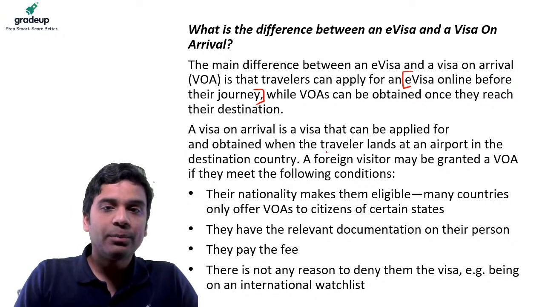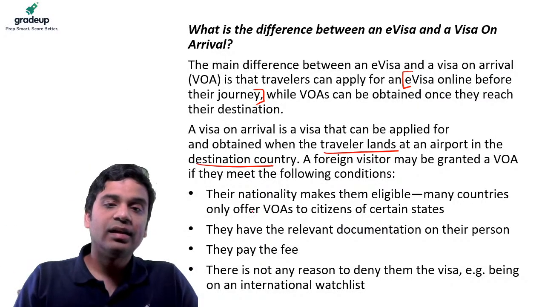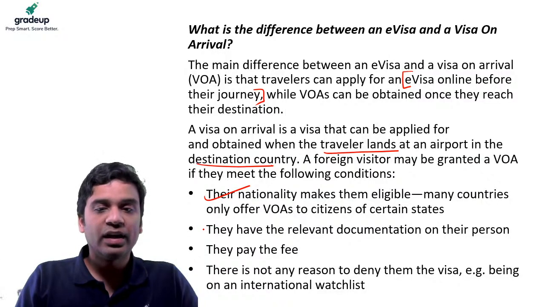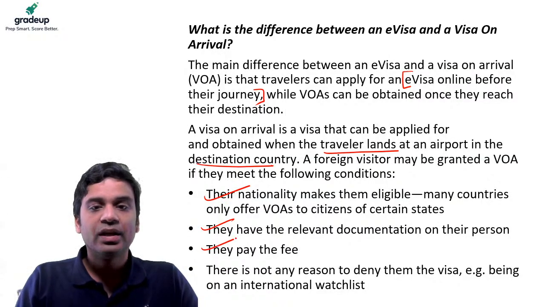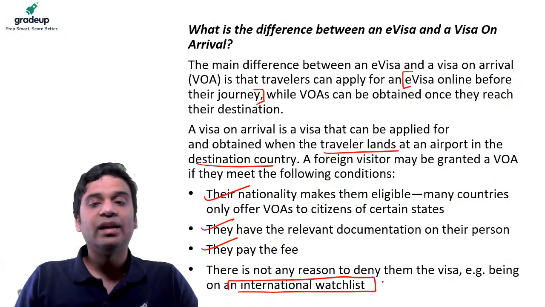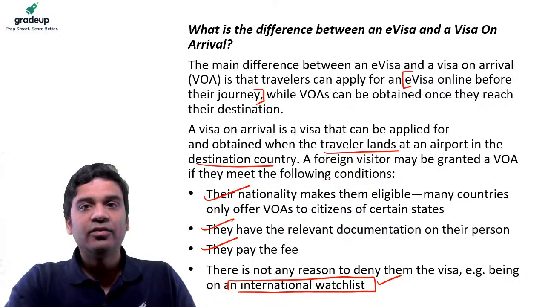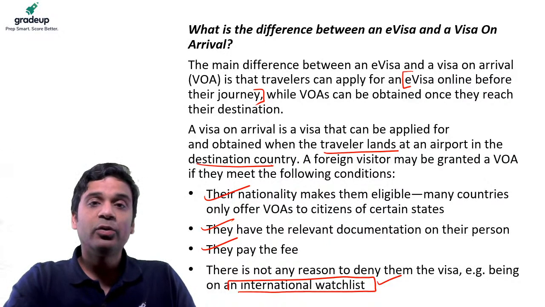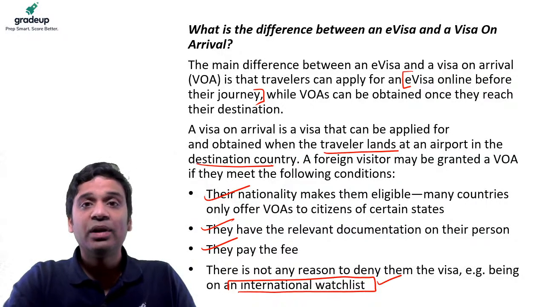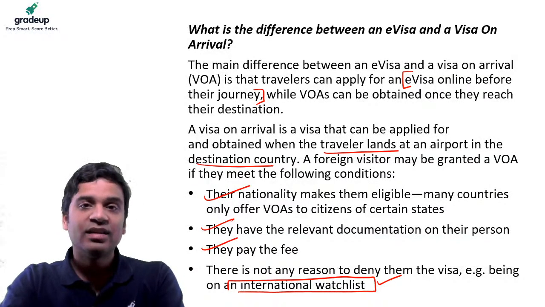Visa on arrival can be applied for when the traveler lands at the airport in the destination country. After he lands, checks are done: is their nationality eligible, do they have the documentation, and they should pay the fee. If there is no reason for denial, like being on an international watch list, then they'll get the visa. My advice to you is always take the e-visa rather than the visa on arrival, because after you go there, you never know if your visa will be accepted. Maybe there is some issue with your baggage or the documentation, and you might be debarred. You'd have spent all that money to go there, and your entry might be denied. So my advice is to take the e-visa first.